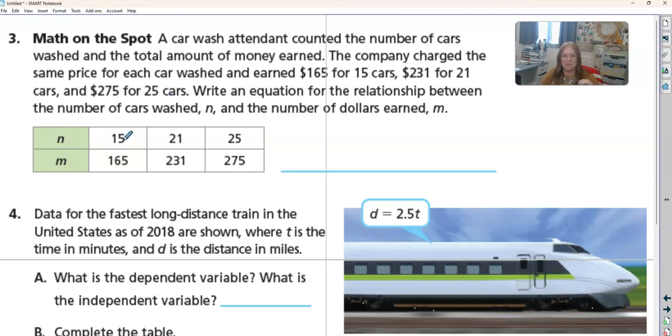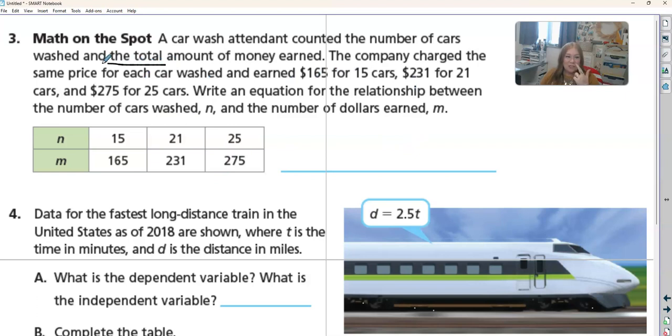So they washed 15 cars and made 165 dollars. They washed 21, right? And we know they're doing it over and over for each car. So we need to see how many times 15 can go into 165. And that will tell us our pattern that we're doing for one car, right?